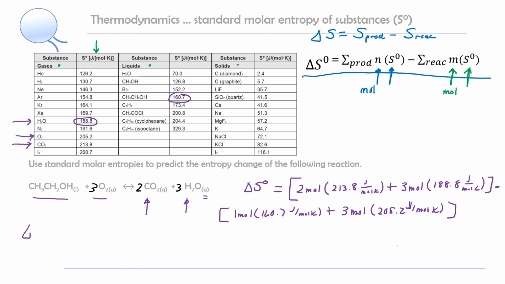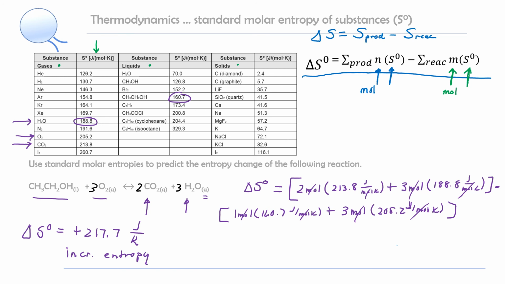Okay, doing the math leads us to an entropy change for this reaction under standard conditions of a positive 217.7. Notice moles cancel in all of this, so we are left with units of joules per degree Kelvin. All right, let's do a logic check. We have an increase in entropy. Does that make sense?